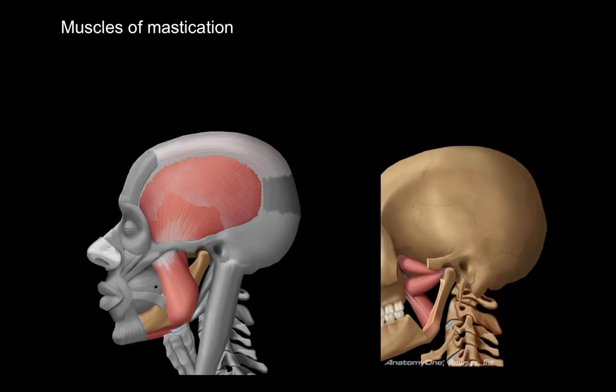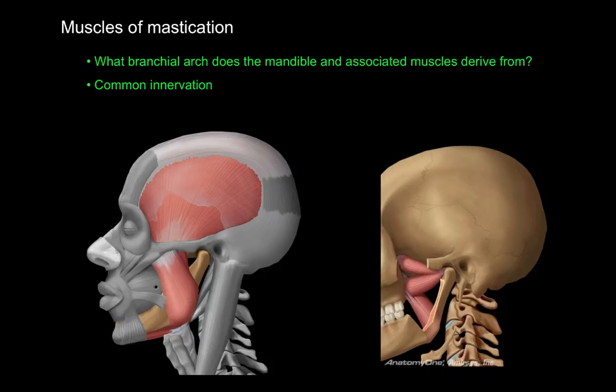All right, now the muscles of mastication. What branchial arch do the mandible and associated muscles derive from? It's derived from the first branchial arch, that Meckel's cartilage in the mandible, and then all these muscles that form around it, muscles of mastication and so forth. Therefore, the common innervation, the first branchial arch that gives rise to muscles of mastication, is the trigeminal nerve, specifically cranial nerve V-3.